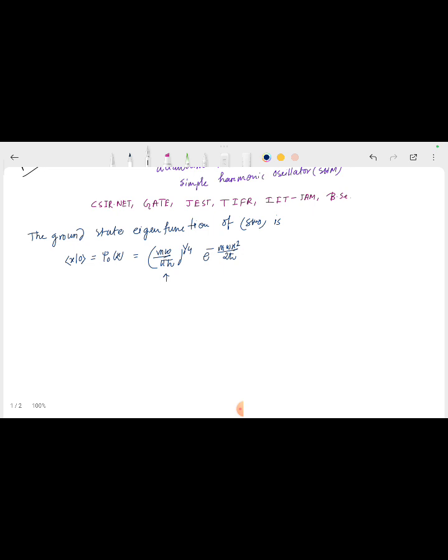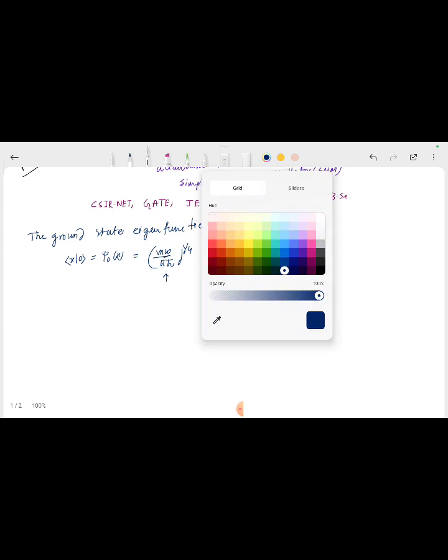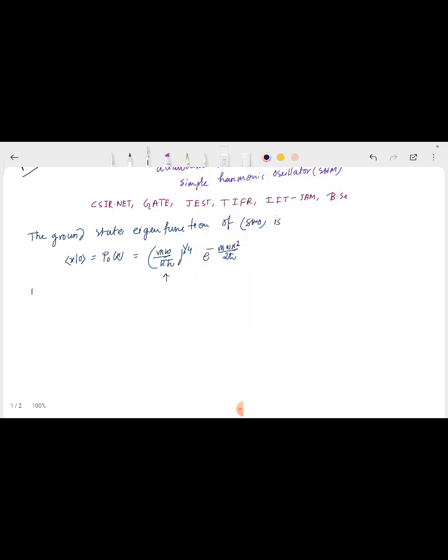Next, we go to the second excited state wave function. No, first excited. Sorry, we derive the first excited state wave functions. First excited state wave functions.